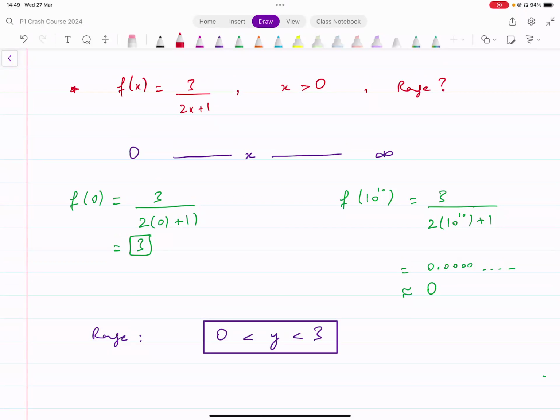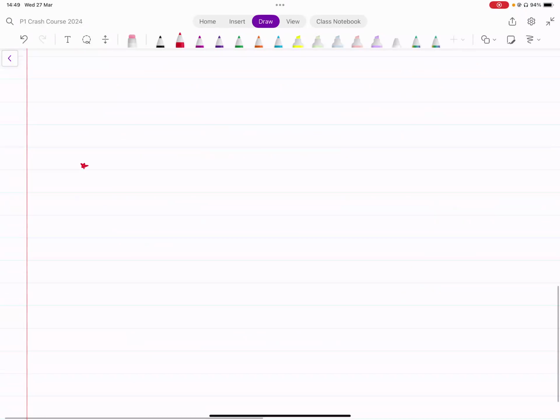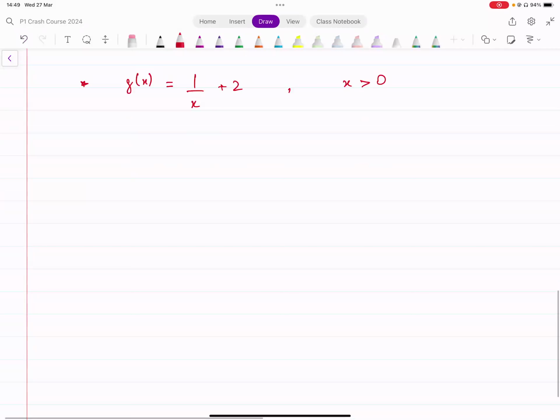Okay. Let's take another example. Let's say we have another function that looks like this. We have g of x, again taken from a past paper, 1 over x plus 2. And you're given that x is greater than 0. How do you find the range of this function now? Again, think of the endpoints of the domain. Again, it's x greater than 0. That means the endpoints of the domain are from 0 to infinity. All right? 0 to infinity.